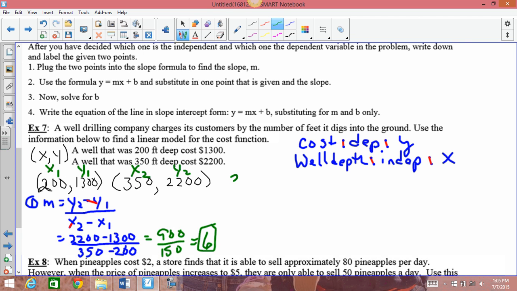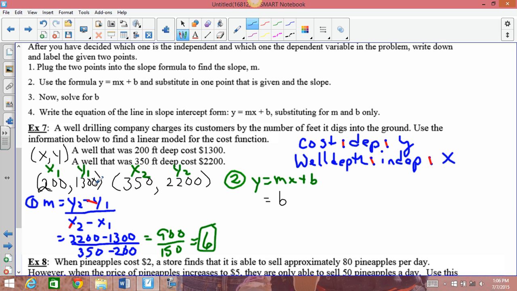Second step, use the formula y equals mx plus b. Substitute in 1 point and your slope. So I'm going to first write out my formula, y equals mx plus b. Definitely substituting the slope you just found, so there's your 6. Then it says substitute in 1 point. So you have this point, 200, 1,300, and the other point, 350, 2,200. Use either one of them, but don't choose the x of this one and the y of that one. Okay, you pick a point and you go with it. It doesn't matter. Either one is fine.